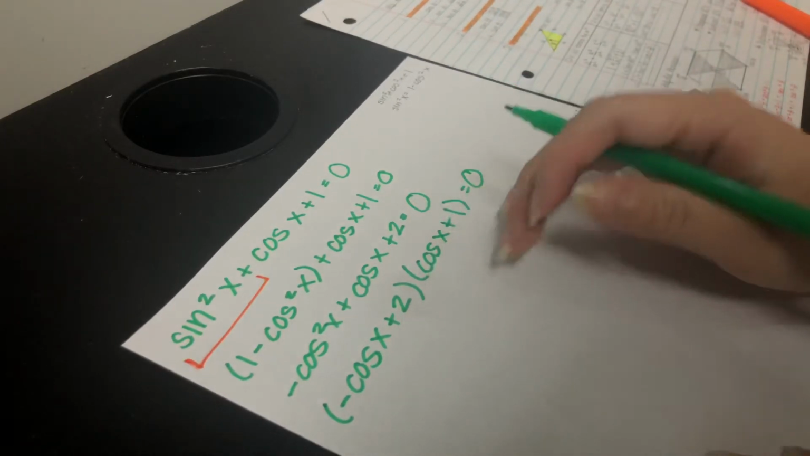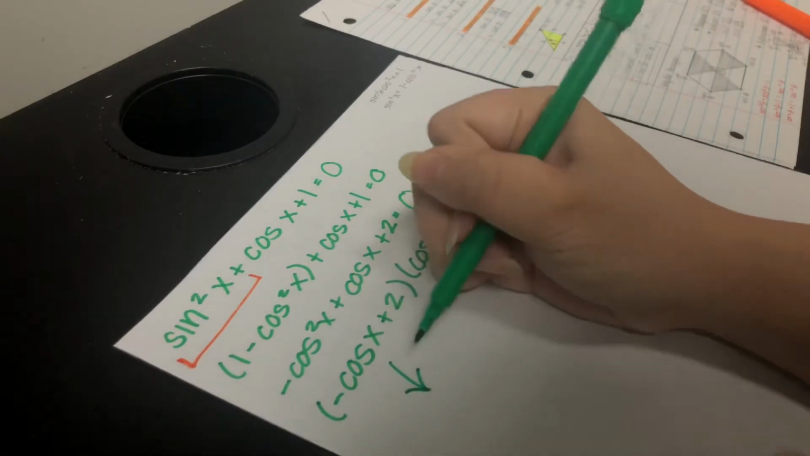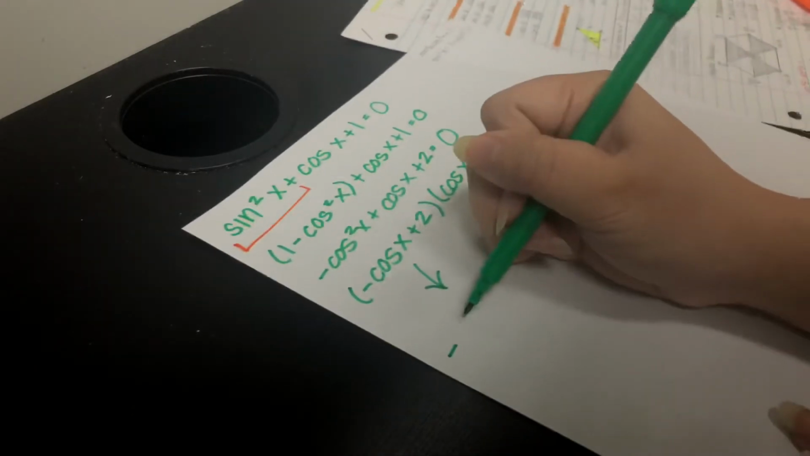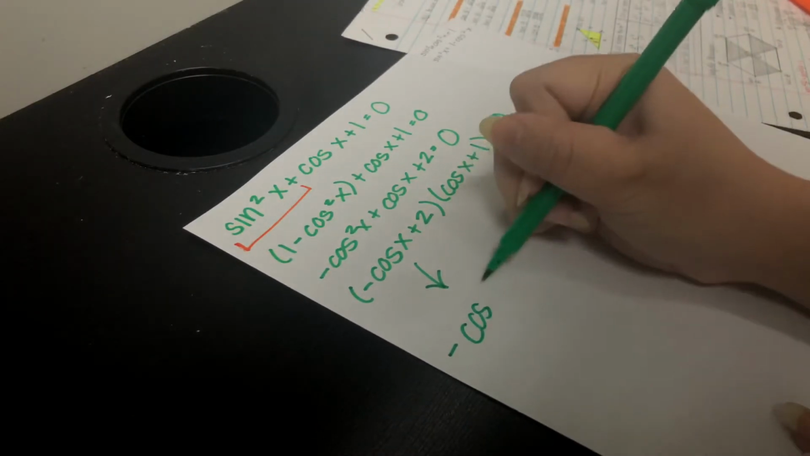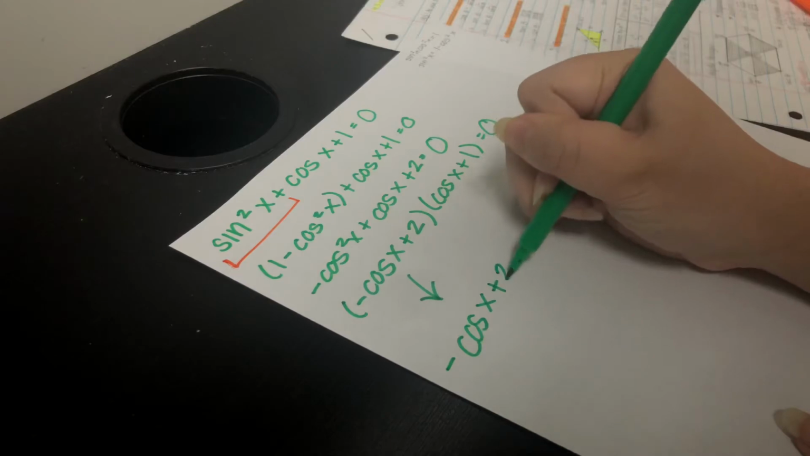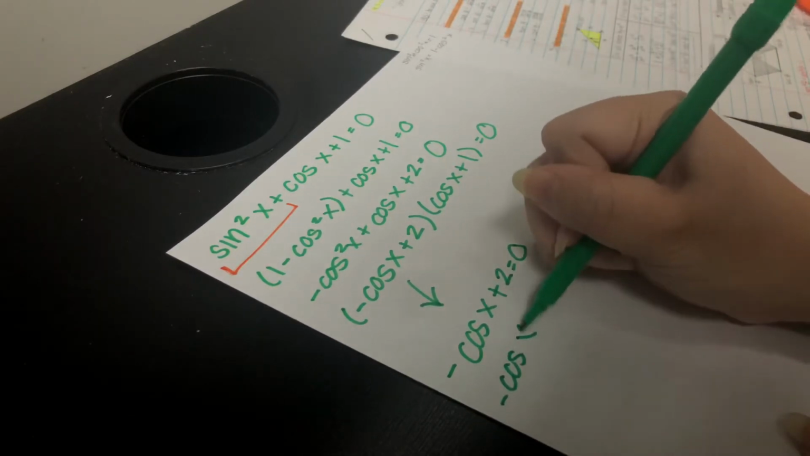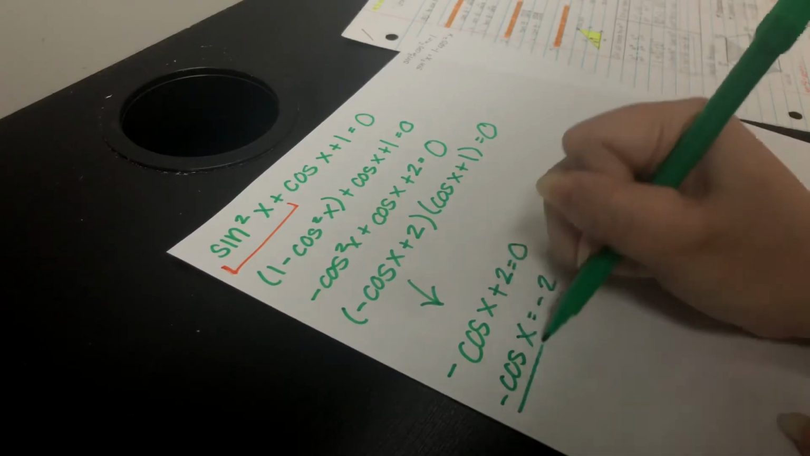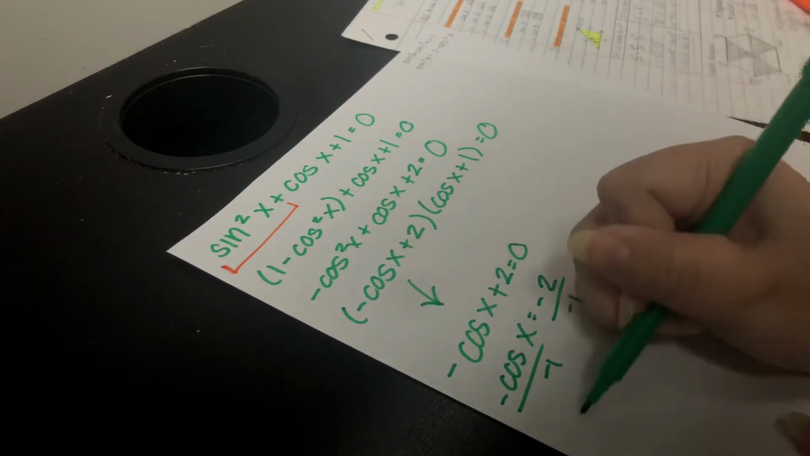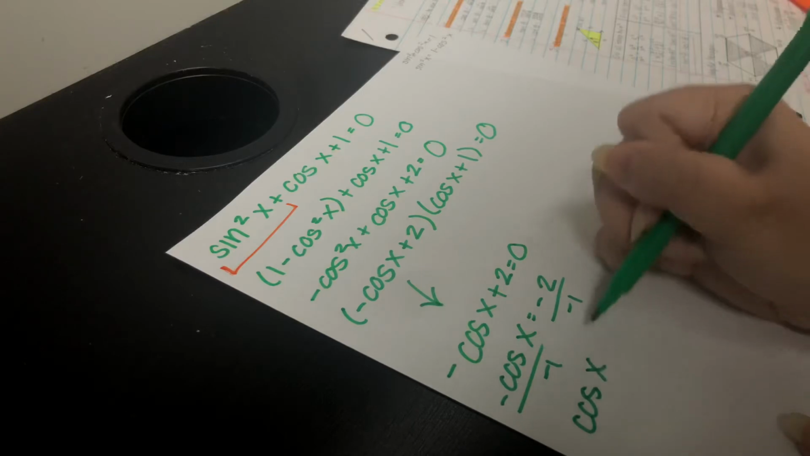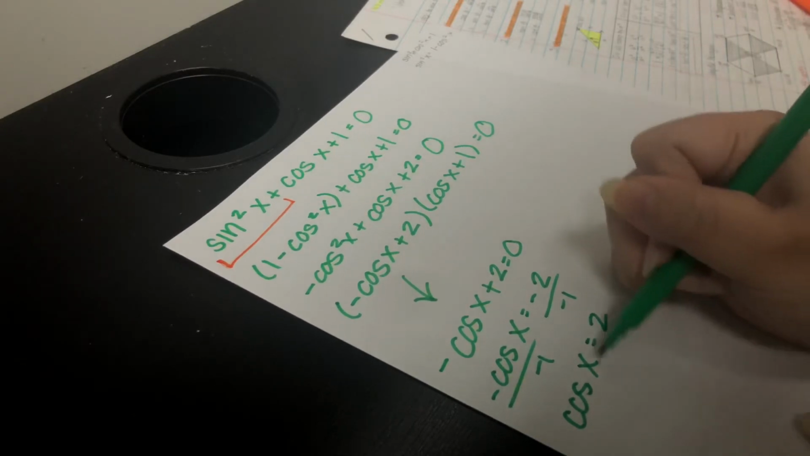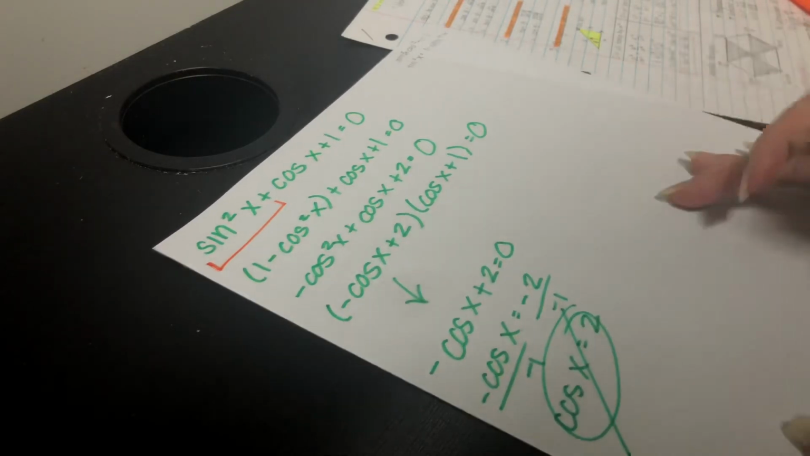Now we would solve it separately, so if we go here, this one will be negative cosine x plus 2 equals 0, so cosine x equals 2. You know, this one would not have a solution since this wouldn't exist. So this one would not work.